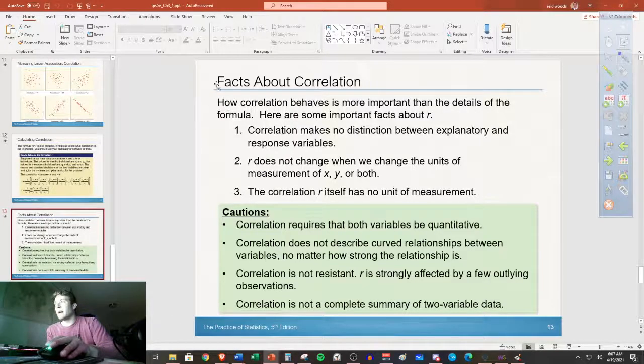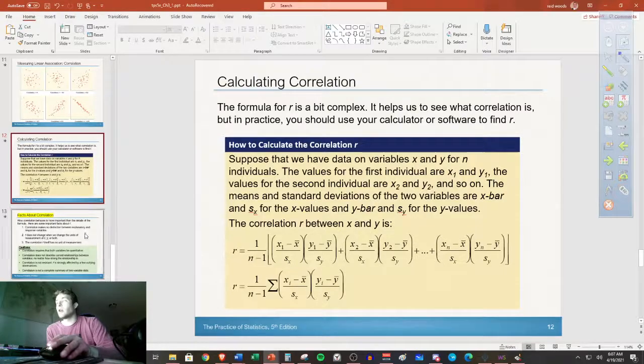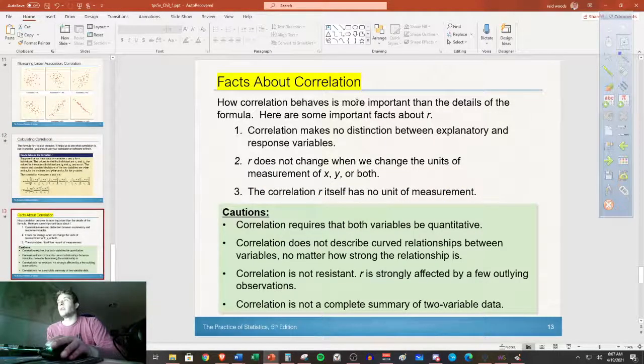Let's just go ahead and talk about facts of correlation. Now you are going to need to write some of this down. Go ahead and put facts about correlation, because these are going to be important. So correlation, how it behaves, is more important than the details of the formula. Yeah, that's why we're not going to harp on this formula too much. So what can happen with R, okay?